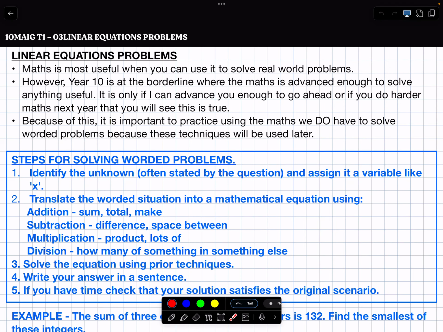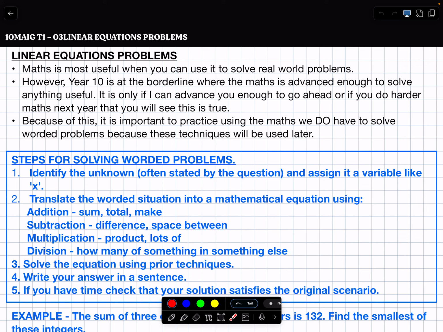Last lesson, you're doing reps so that you have the skills to be able to do actual problems. Maths is most useful when you can use it to solve real-world problems, but Year 10 is the borderline where the maths is advanced enough to do anything useful. It's only if I can advance you enough to go ahead, or if you do harder maths next year, you'll see that this is a true statement. So because of this, you need to practice doing worded problems.